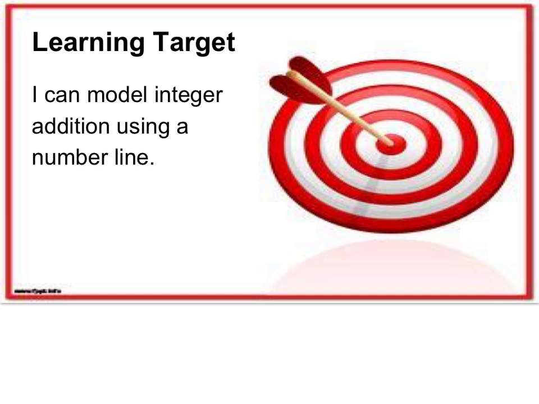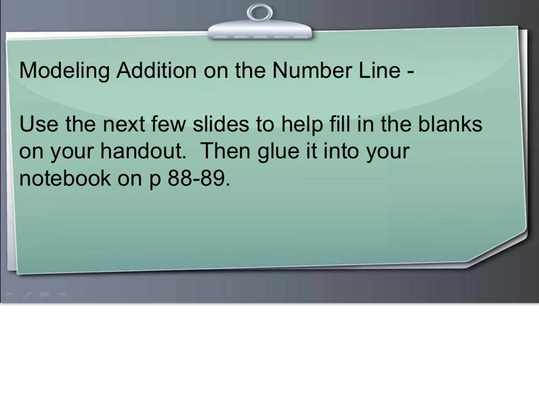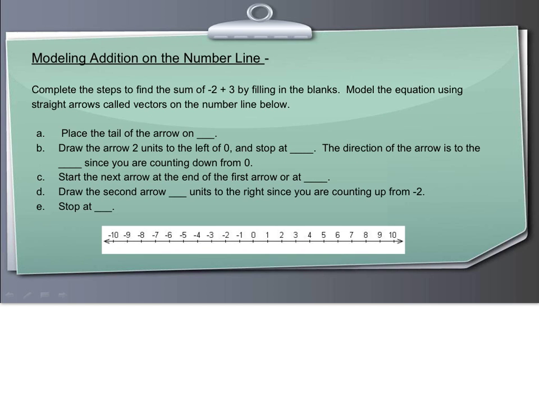Your learning target today is that I can model integer addition using a number line. All right, so we're going to use the next few slides to help fill in the blanks on your handout. Then you're going to glue it into your notebook on pages 88 and 89. So we're going to start here with completing the steps to find the sum of -2 plus 3. We're going to fill in our blanks. We're going to model the equation using straight arrows called vectors on the number line below.